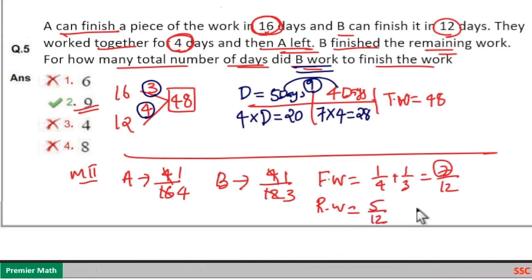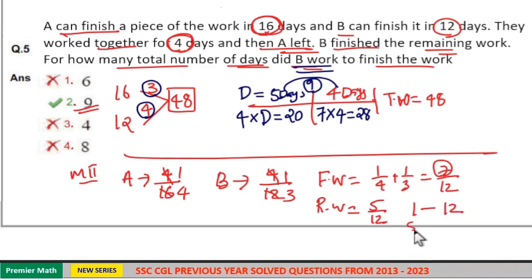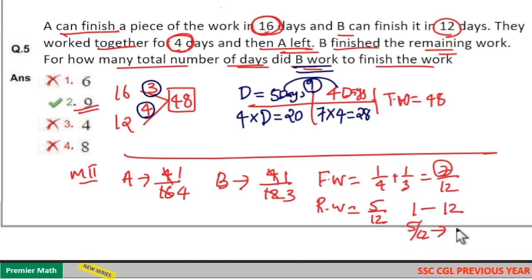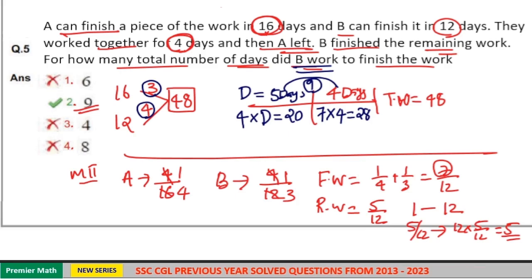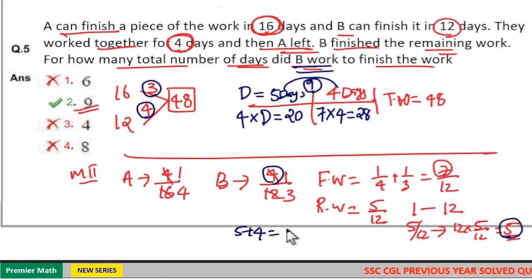So, B can complete 1 unit of work in 12 days. Then 5 by 12 unit of work in 12 into 5 by 12, that is 5 days. In 5 days, B can complete the remaining work. So, total number of days he worked is equal to 5 plus 4, 9 days.